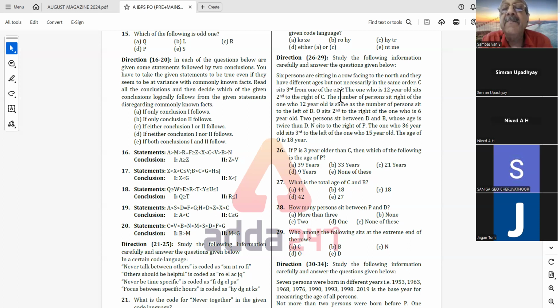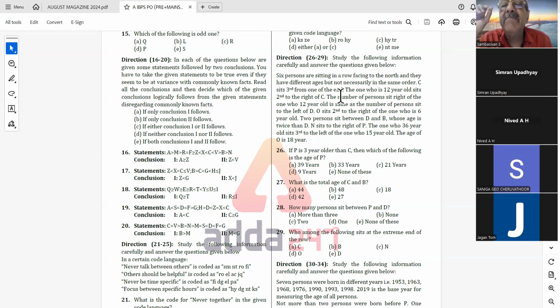Then the one who is 12 years old sits second to the right of C. So it can be that he will sit at the end, or he may be sitting first from the right or left. Anyway, these two pictures are available now. Now we cannot decide which place he is going to sit.